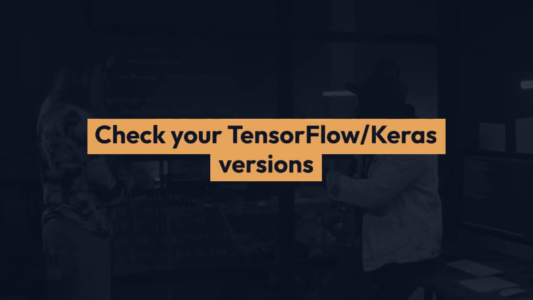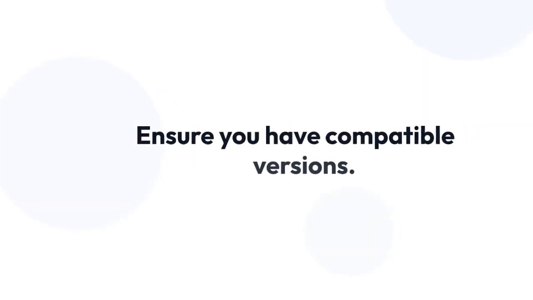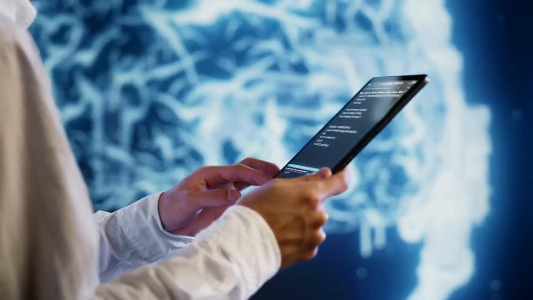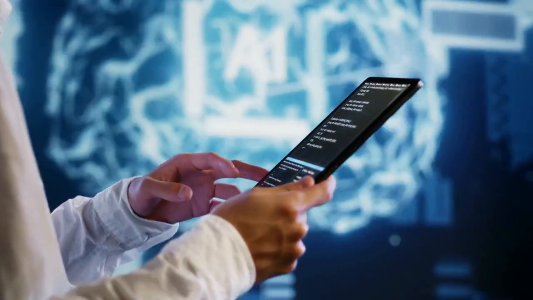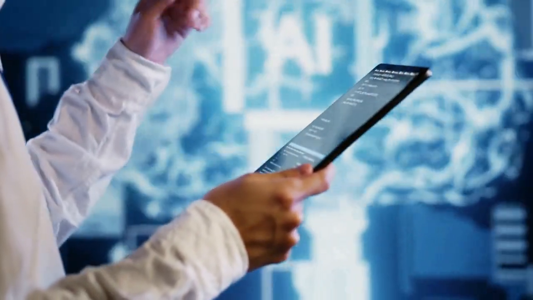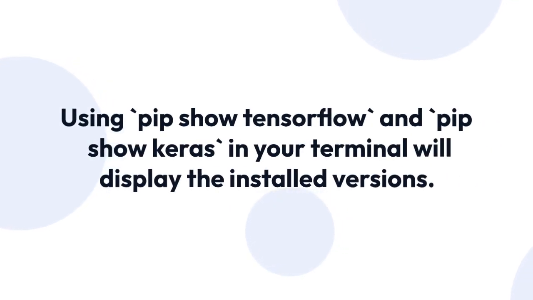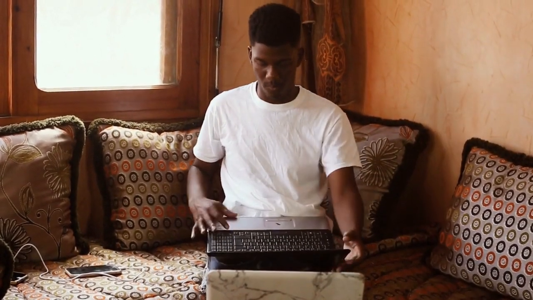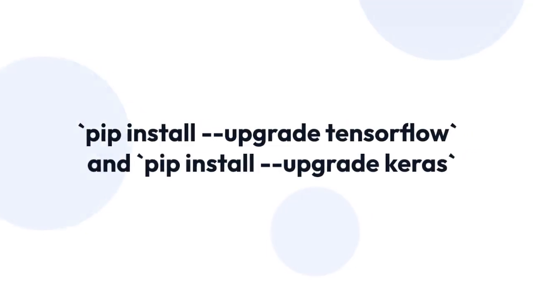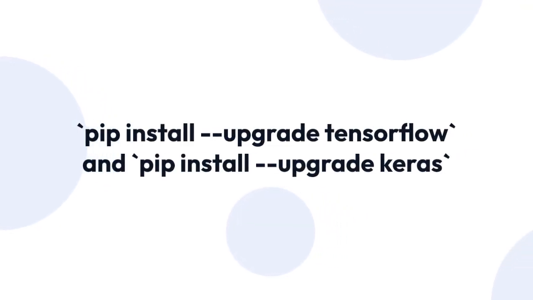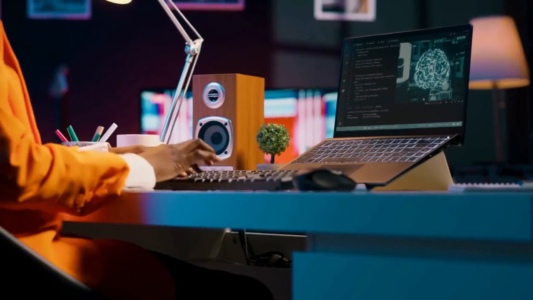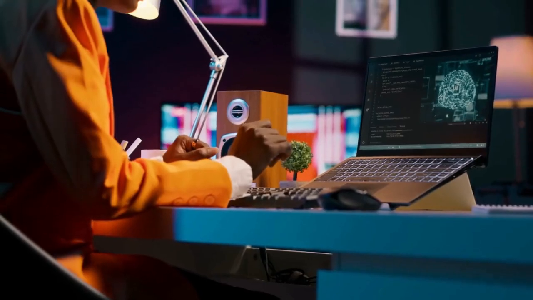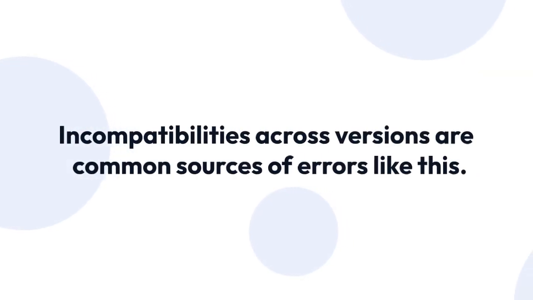3. Check your TensorFlow and Keras versions. Ensure you have compatible versions. Very old versions of Keras might be incompatible with newer TensorFlow versions. Using pip show tensorflow and pip show keras in your terminal will display the installed versions. Consider upgrading to the latest stable versions of TensorFlow and Keras using pip install --upgrade tensorflow and pip install --upgrade keras, or using your preferred package manager such as Conda. Incompatibilities across versions are common sources of errors like this.